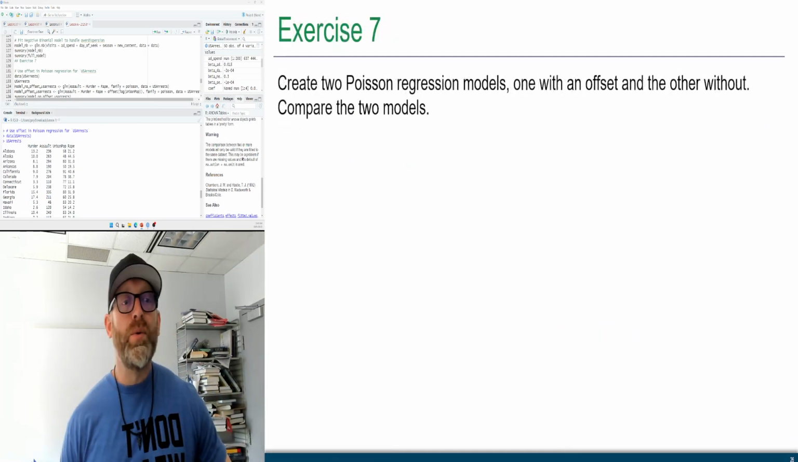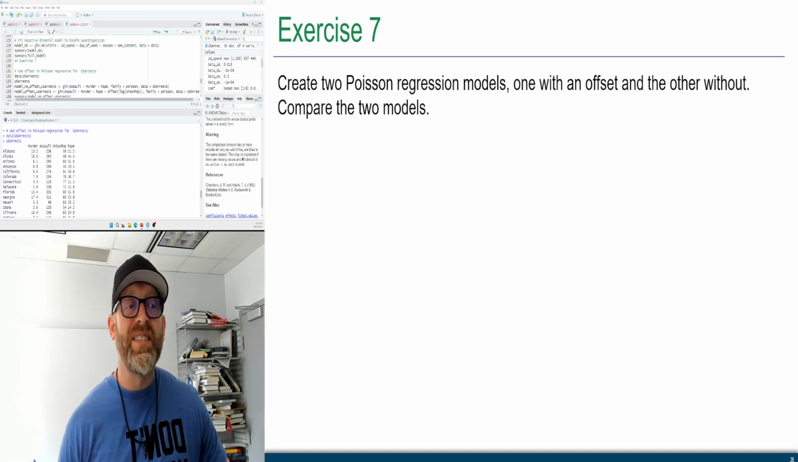So the first thing that we're going to do is create two Poisson regression models, one with an offset and one without, and we are going to compare the two.